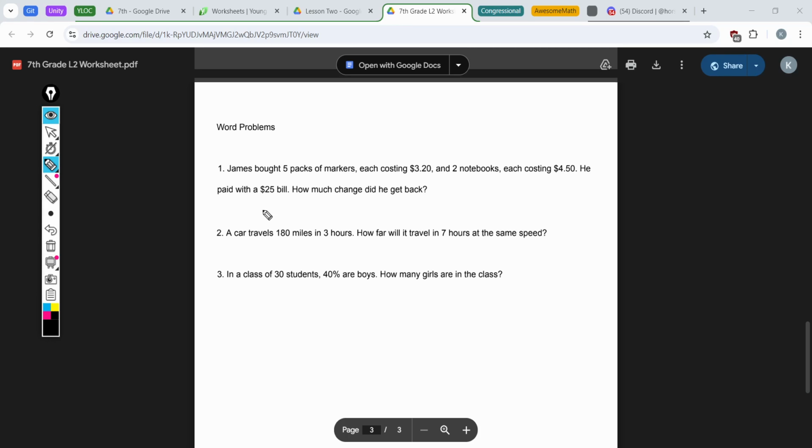So change is how much you pay minus how much you owed, right? So in this case, how much we paid is $25. How much we owed is going to be the sum of all of these costs, which I'll put in parentheses, and then how much change he got back is what we're trying to find. So in parentheses, he has 5 packs of markers, and each costs $3.20, so we multiply those. Same with the 2 notebooks, we multiply that by the $4.50 each one costs. And this will give us our answer.